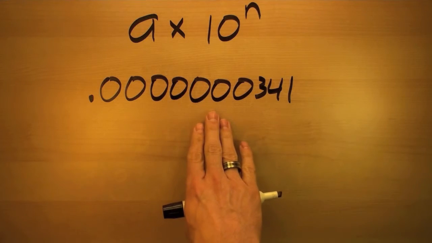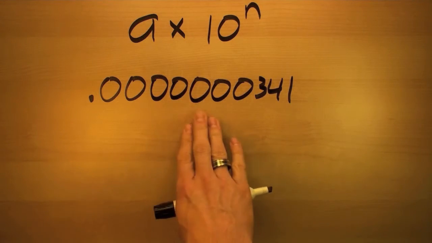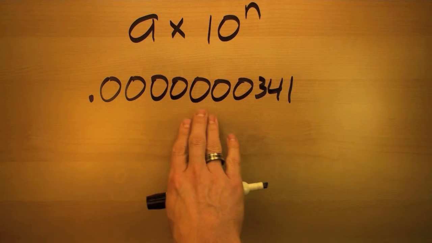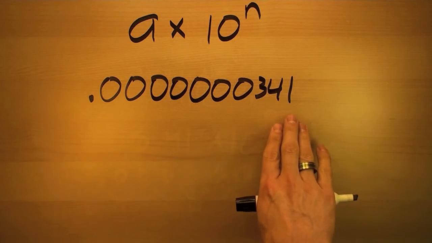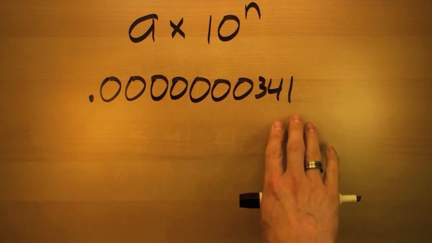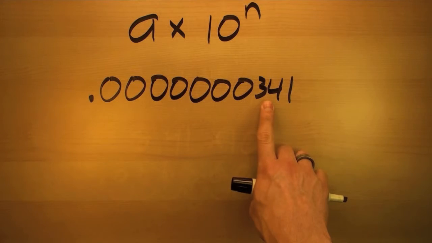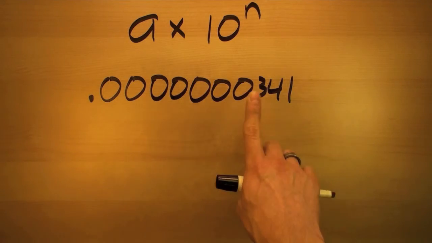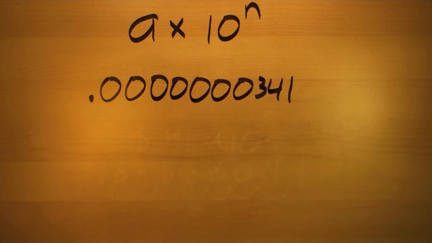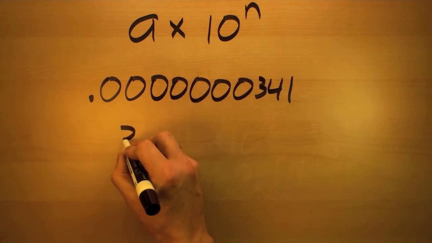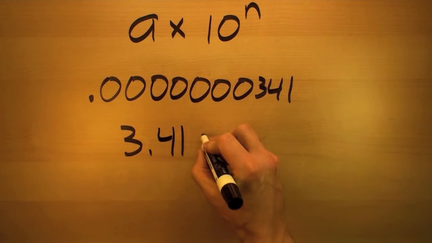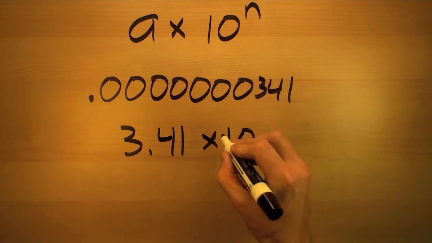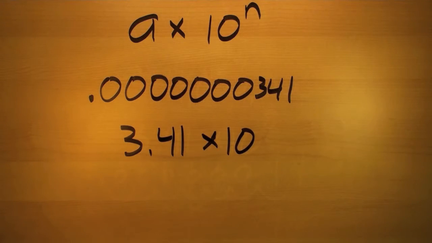Now let's convert this really, really small number. So again, we're going to scan to figure out what our A is going to be, so we try to decide where the decimal place should end up. Well, again, it's going to end up between the 3 and the 4. That's really the only place that we can get an A value that's between 1 and 10. So we're still going to get 3.41 times 10 to some power, and we have to figure out what that power is going to be.